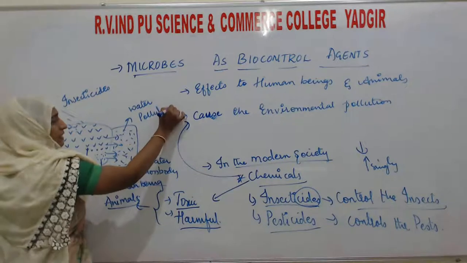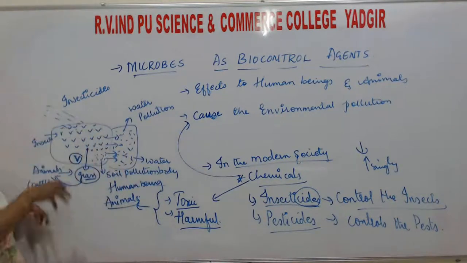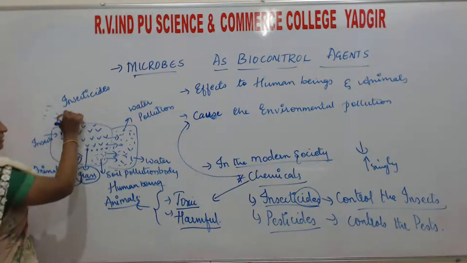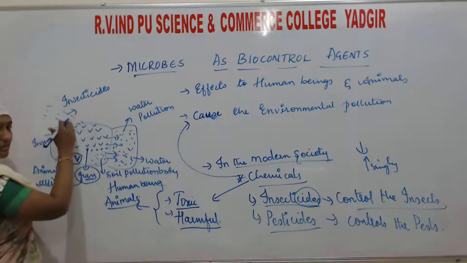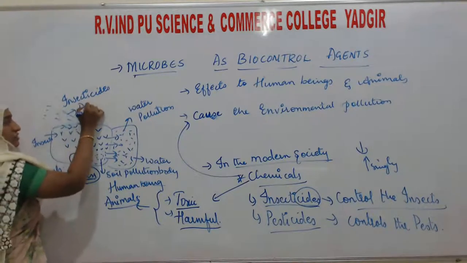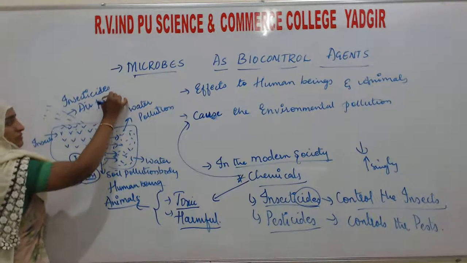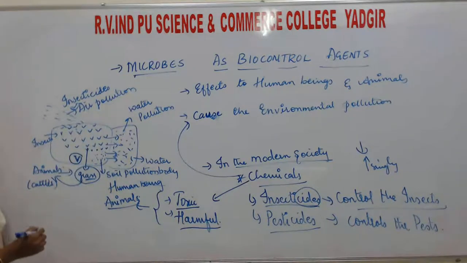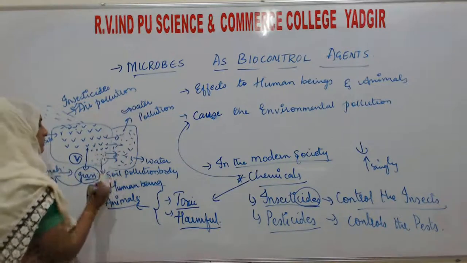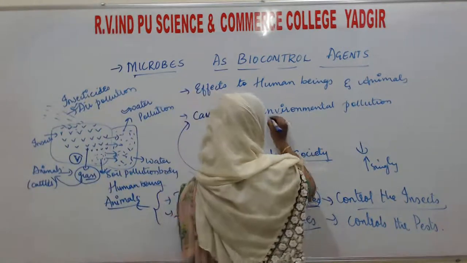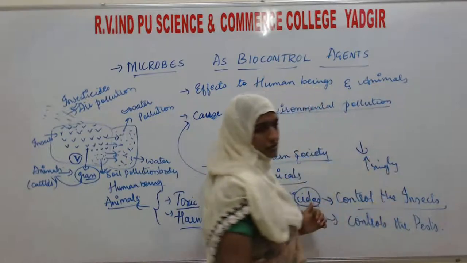Then they are spraying on what? On the crop field. During this spray, the chemicals will fly here and there into the air, which causes air pollution. Altogether, we can see it is affecting the air, the water as well as the soil. Altogether, it causes environmental pollution.